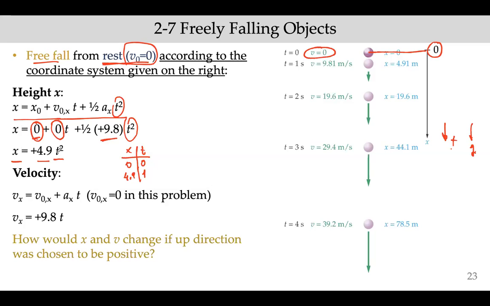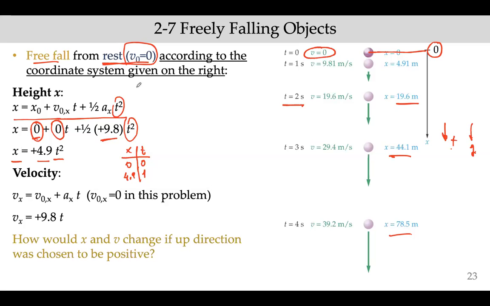When time equals 2, if you calculate the position, it will be 19.6. Time equals 2. By using this formula, you can calculate the position at different times. Okay, what about the velocity? For velocity, we are using this formula.